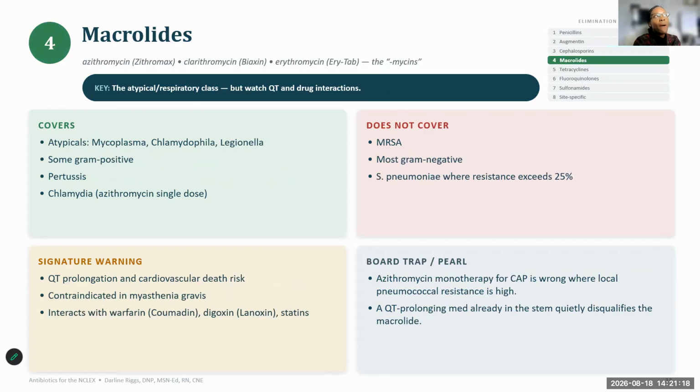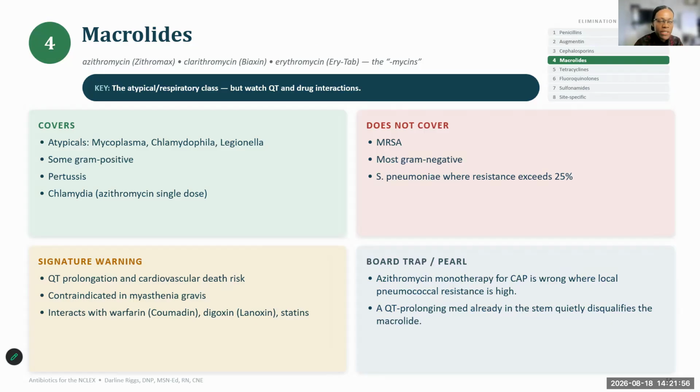Okay. Your macrolides, that's your azithromycin, Zithromax, your clarithromycin, Biaxin, so on. They cover your atypicals, okay, mycoplasmas. Remember, we're not worried about cell wall at this point. There isn't one. Gram-positive, pertussis, does not cover MRSA, okay? That does not cover MRSA. But remember, with the macrolides, we need to pay attention to the cardiac side with the QT prolongation. What other medications are they on, like digoxin? So there are some signature warnings there, okay?